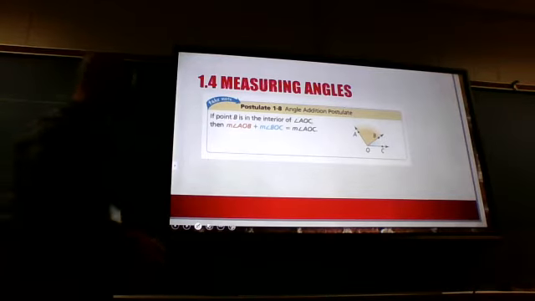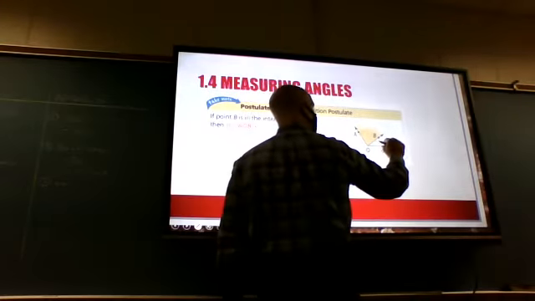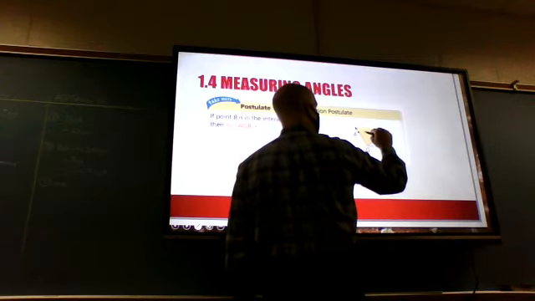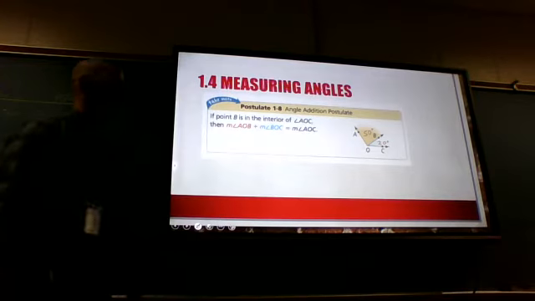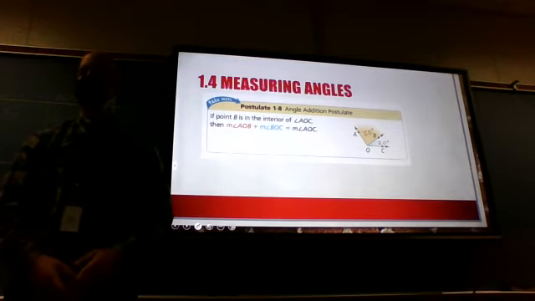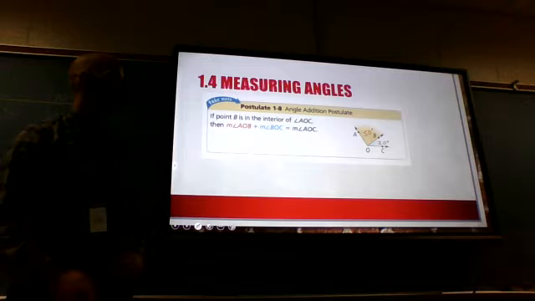And here's what the angle addition postulate says. If the measure of this angle is 20 degrees and the measure of this angle is 50 degrees, what would be the measure of angle AOC? 70 degrees.